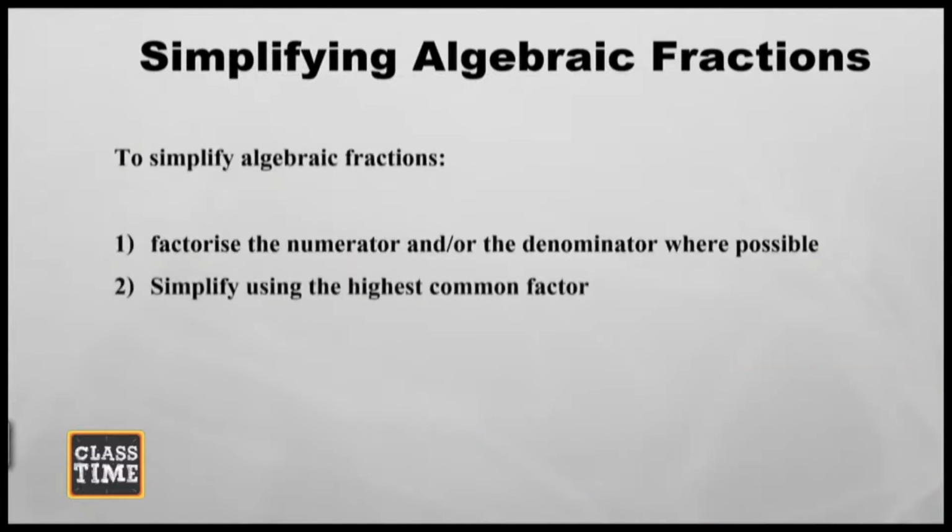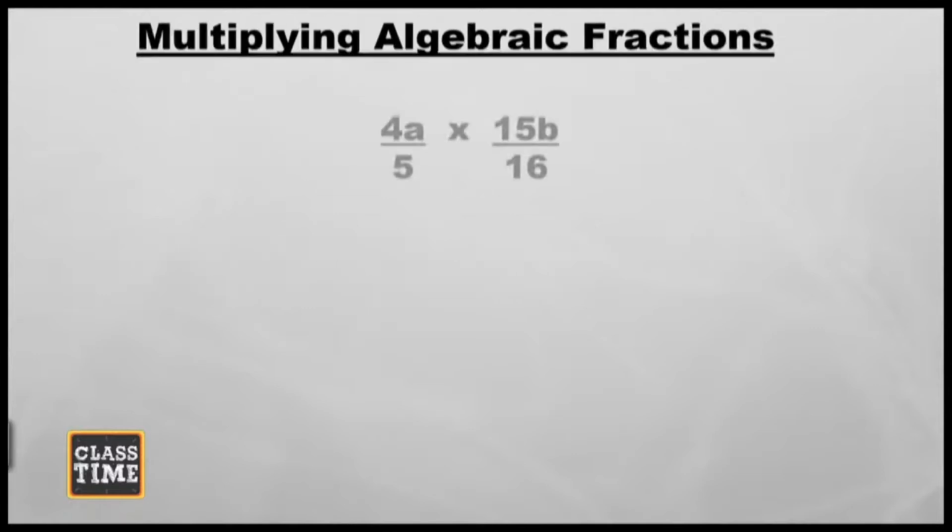So just to recap, what we would have looked at when we're simplifying algebraic fractions: 1, we factorize the numerator and/or the denominator where possible, and 2, we simplify using the highest common factor. Let's take this a little bit further now to multiplying algebraic fractions. So we have our first algebraic fraction, 4a fifths, multiplied by 15b sixteenths. Let's see if Tamika can use what she learned earlier.